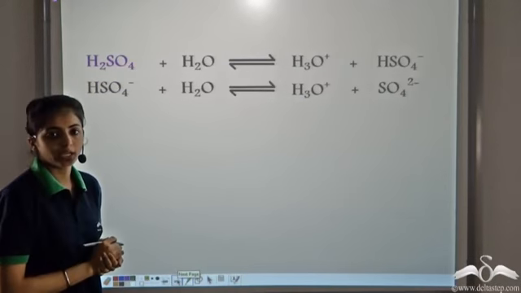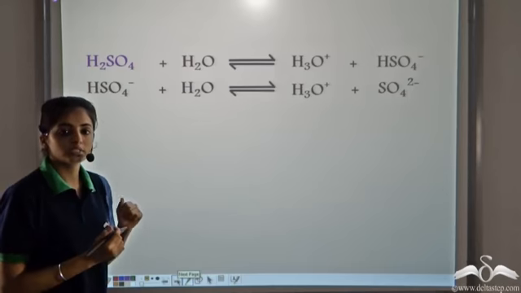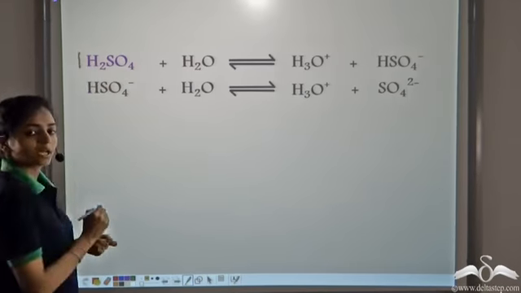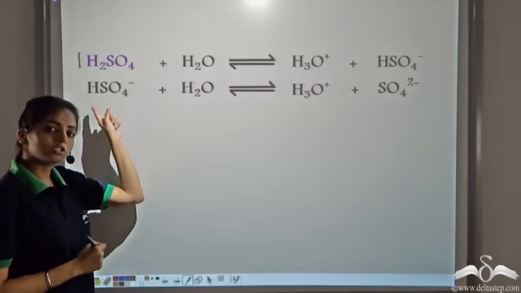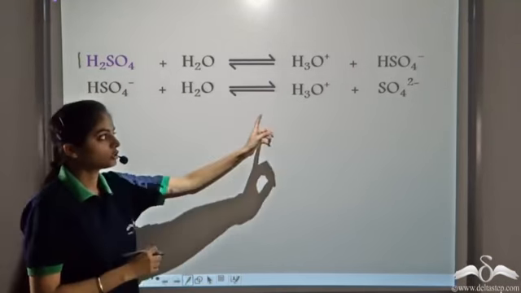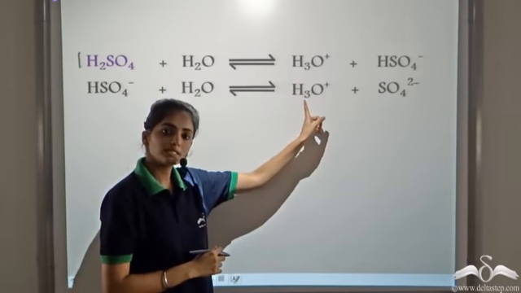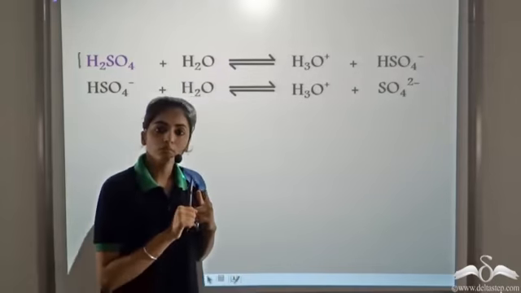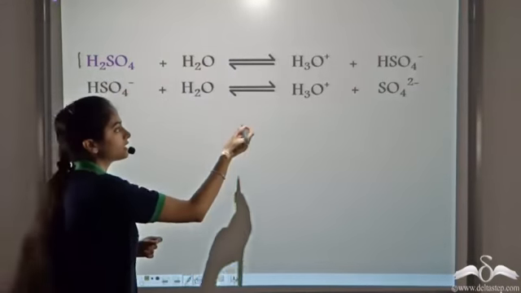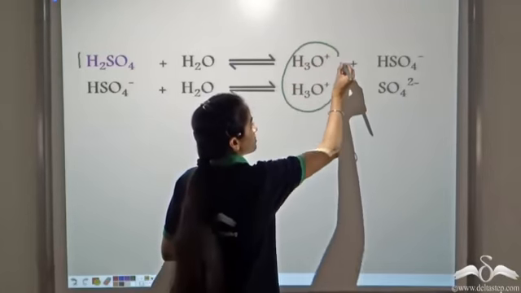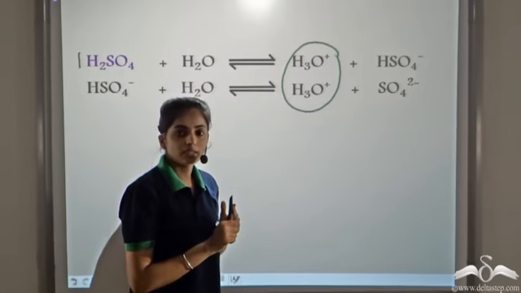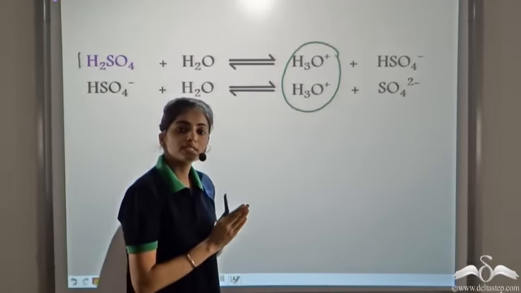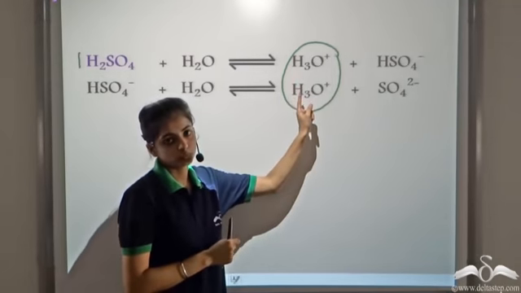When we talk of sulfuric acid, it ionizes in 2 steps. We take one molecule of sulfuric acid. In the first step, it gives one ion of H3O plus and HSO4 minus ion. In the second step, HSO4 minus further ionizes to produce one more ion of H3O plus and sulfate ion. So one molecule of sulfuric acid gives 2 H3O plus ions. So in case of sulfuric acid, we need 2 OH minus ions to neutralize it. So the basicity of sulfuric acid is 2.